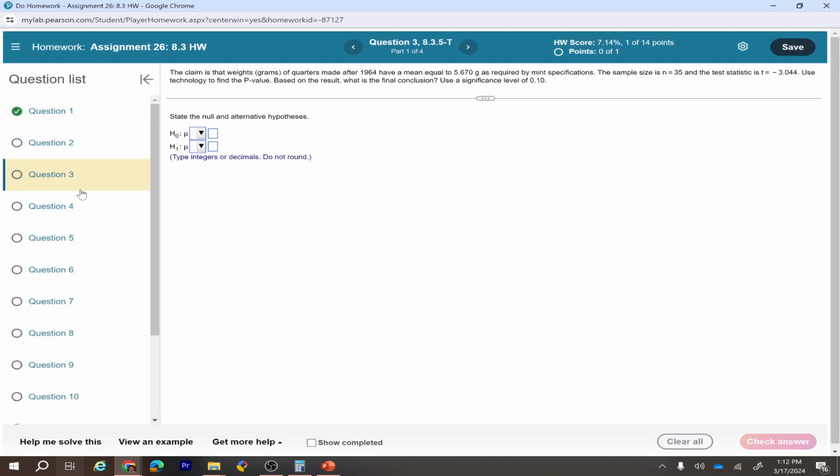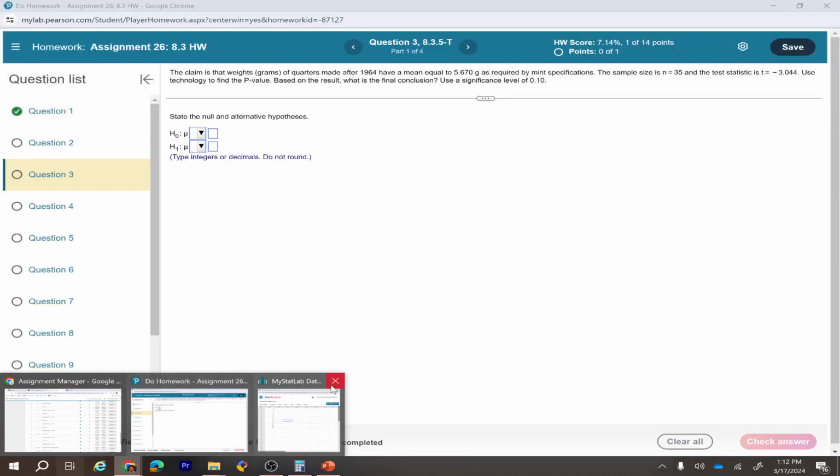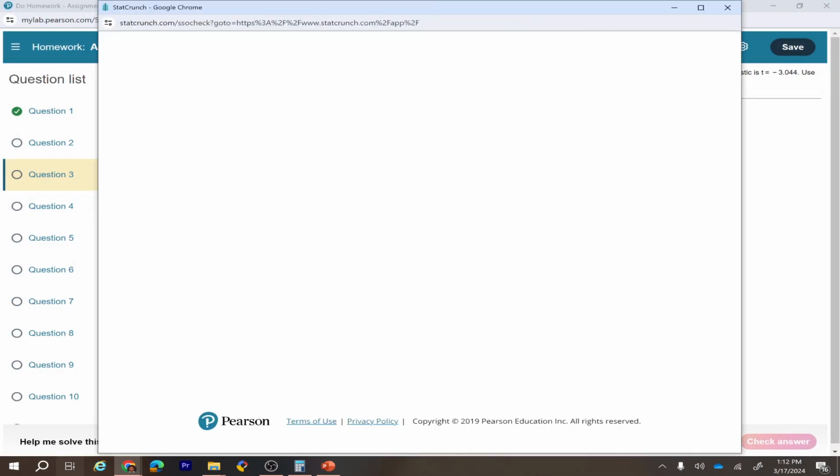The claim is about the weight in grams of quarters made after 1964, with a mean equal to 5.67 grams as required by the Mint specification. The sample size is 35 and the test statistic is negative 3.044. Use technology to find the p-value. Technology means we're going to use StatCrunch, so let's go to StatCrunch.